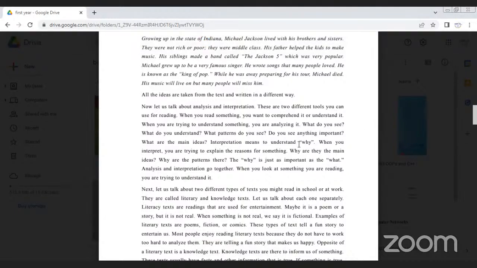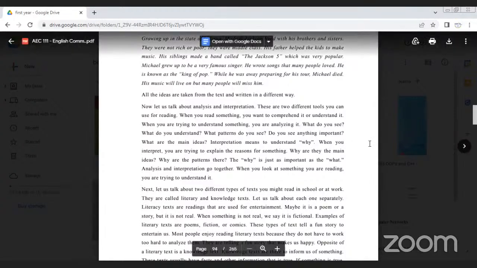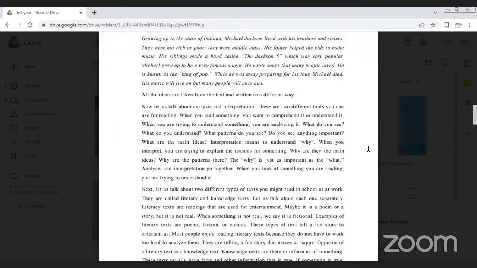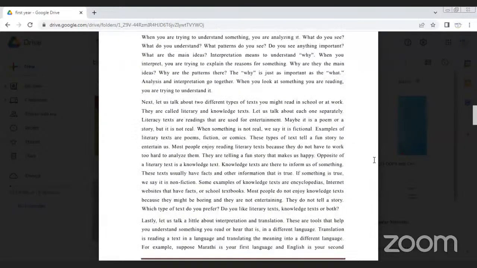Interpretation means to understand why. When you interpret, you are trying to explain the reason for something. Why are they the main ideas? Why are the patterns there? The why is just as important as the what. Analysis and interpretation go together side by side. When you look at something, you are reading, you are trying to understand it.